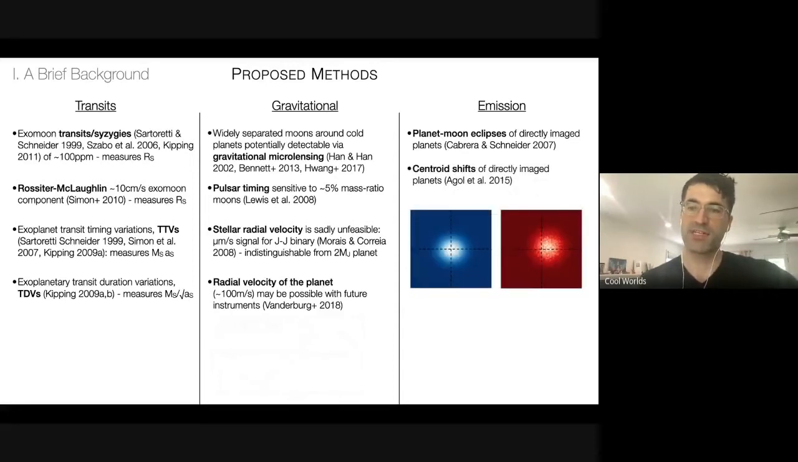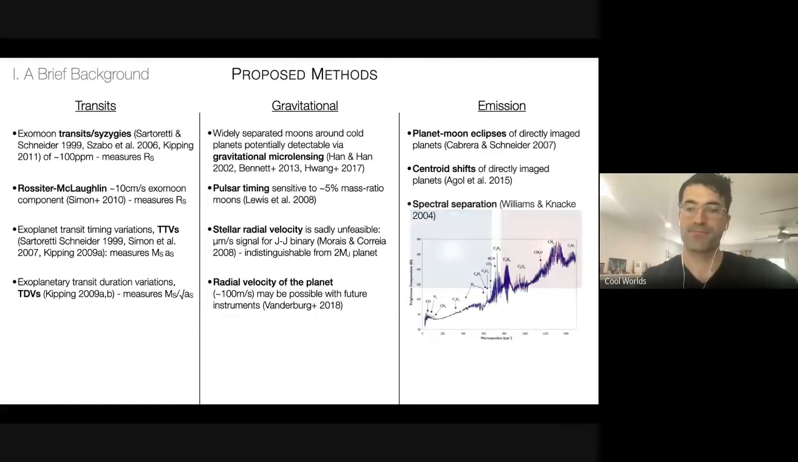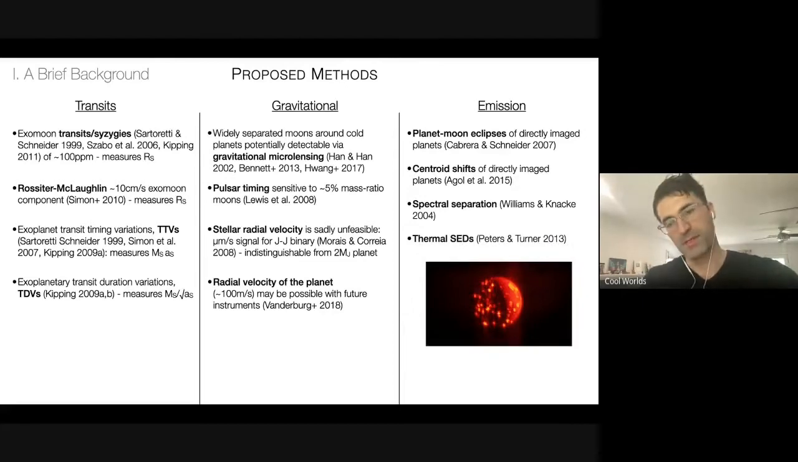Eric Agol and Tiffany Jansen wrote about this idea of centroid shifts, that if the moon's moving back and forth, that's going to cause the center of light of the directly imaged planet to shuffle around a little bit. So that's another possible technique. And there's also just looking for the spectral separation. If you imagine, like, Titan has a very methane-rich atmosphere, you might be able to detect that and tell that it doesn't belong to a planetary atmosphere through a chemical model of the atmosphere, and then be able to argue that there must be a second component, in other words, a moon.